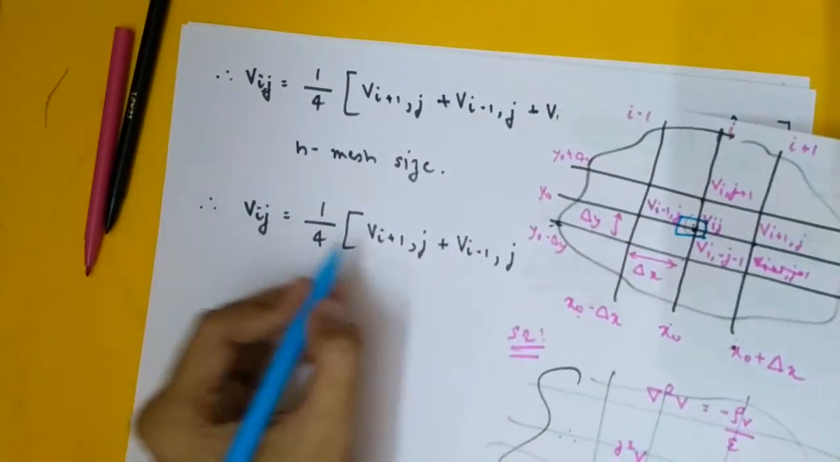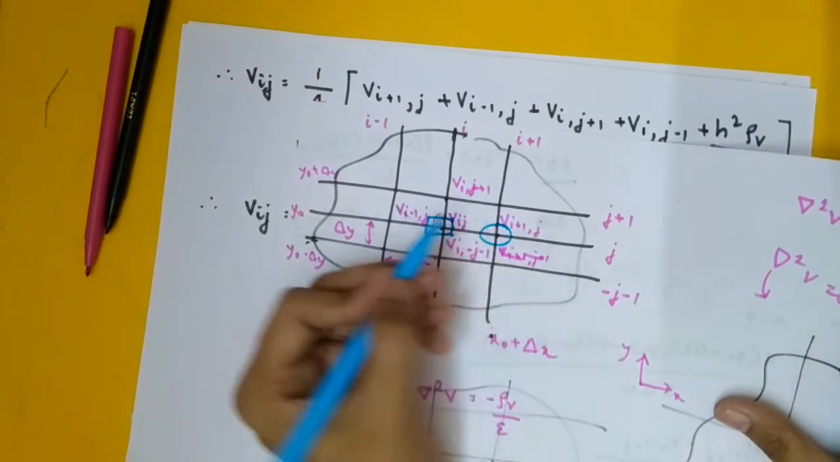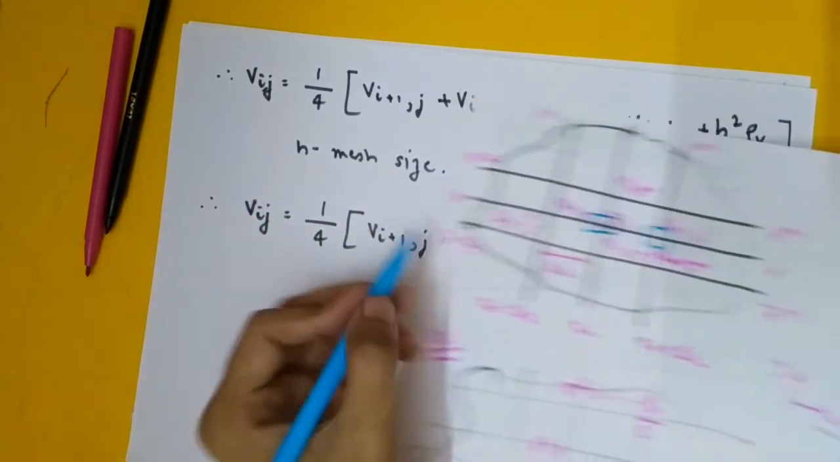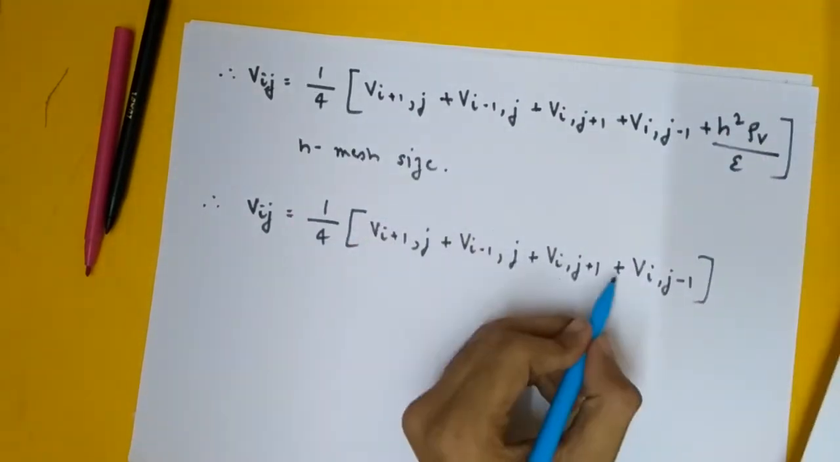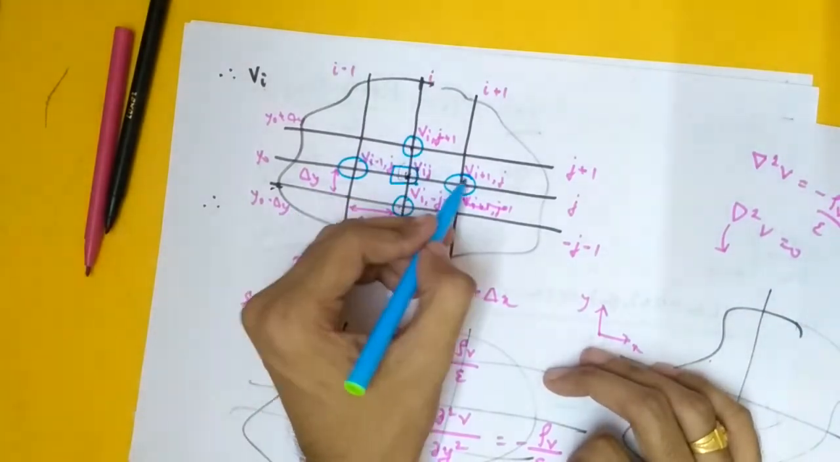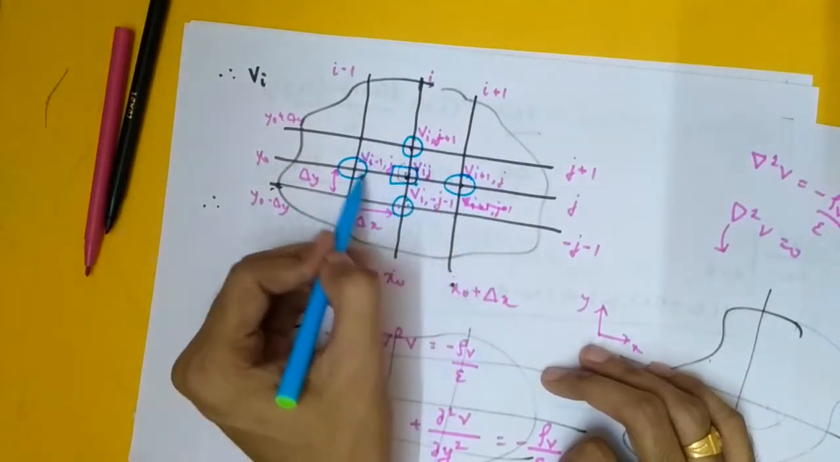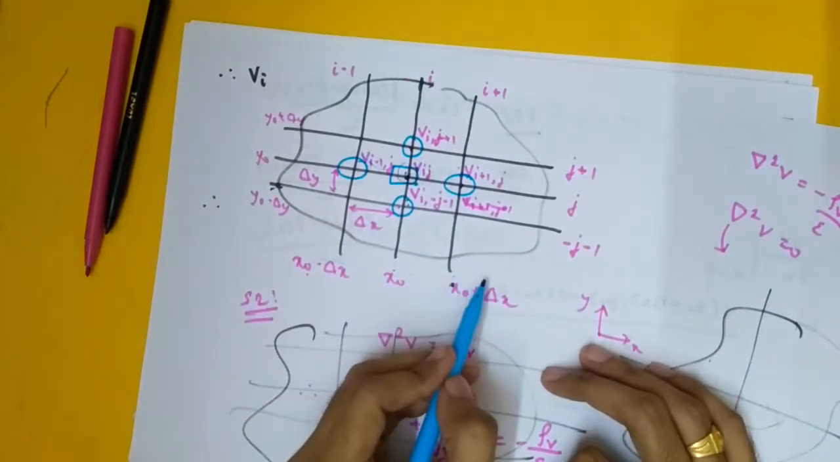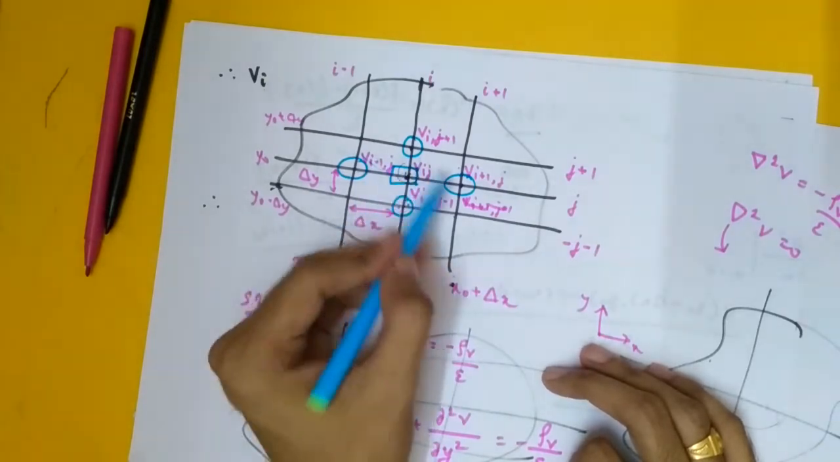It is 1/4 of I plus 1 comma j. So where is I plus 1 comma j? This one, it's circled. I minus 1 comma j is this. I comma j plus 1 is this. I comma j minus 1 is this. So I had said initially that I am taking only the neighboring points. So I hope you got it, because it is coming only as the addition of these divided by 4, right? So it is just the average of the neighboring nodes, we can say.